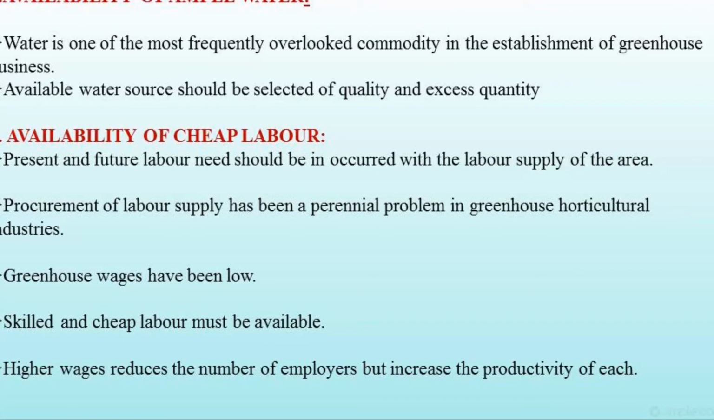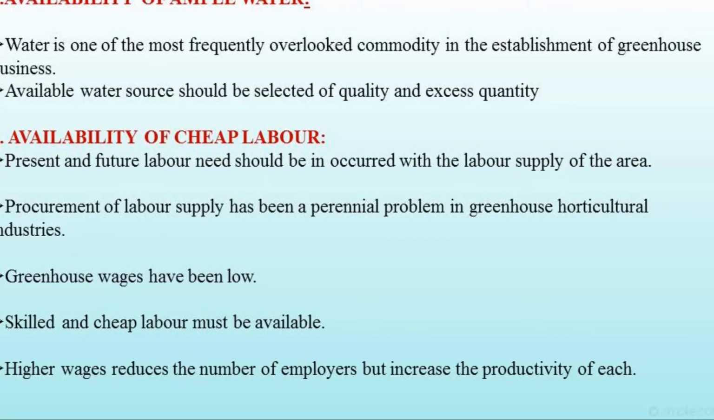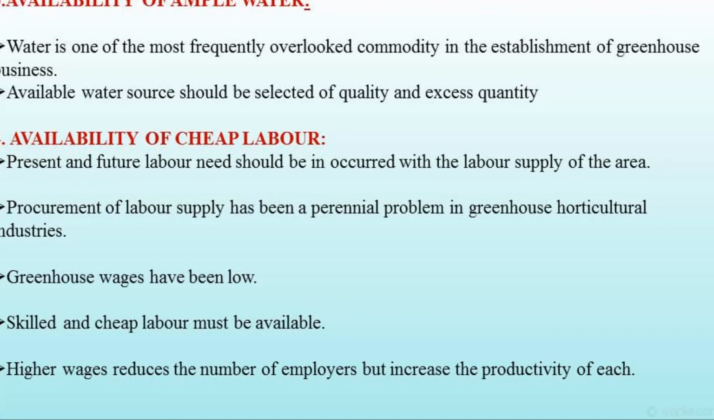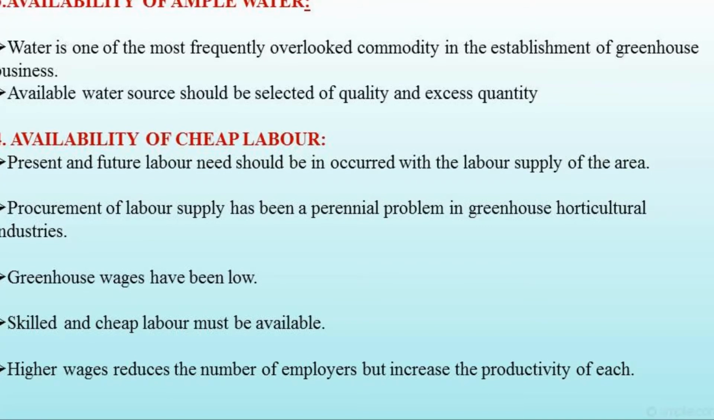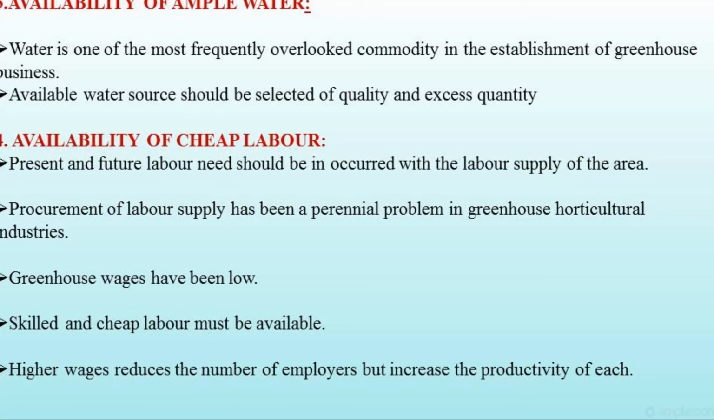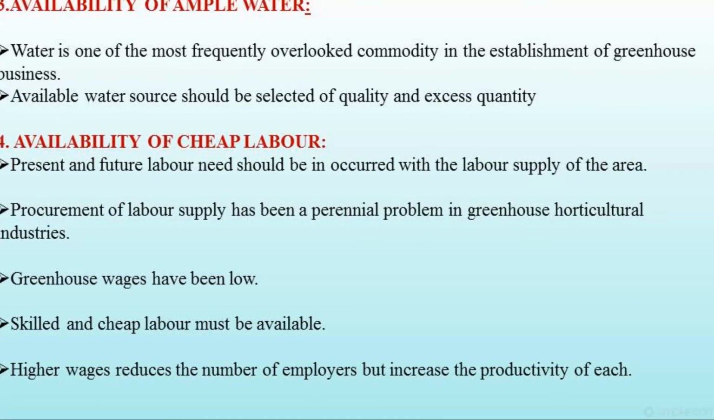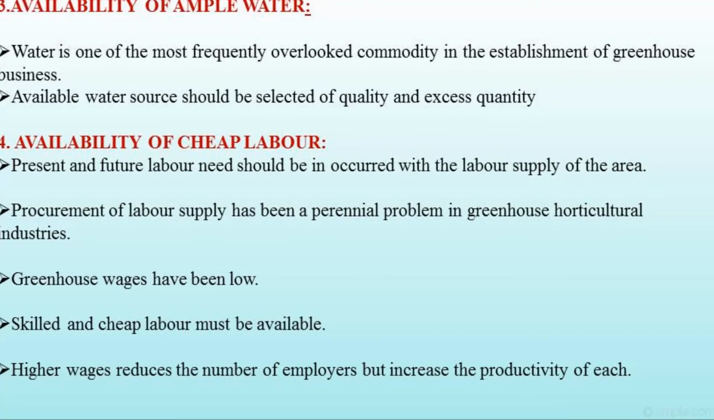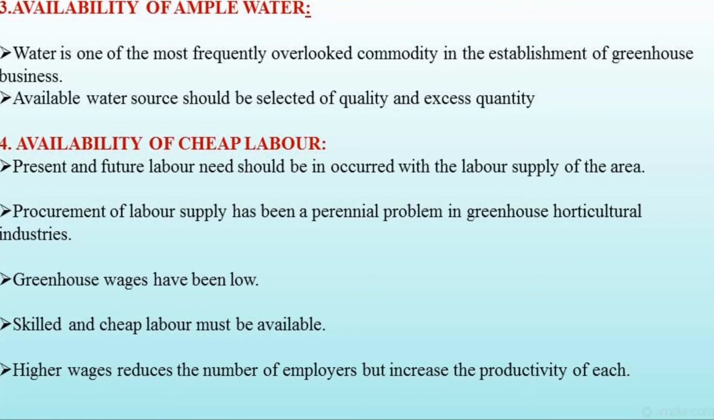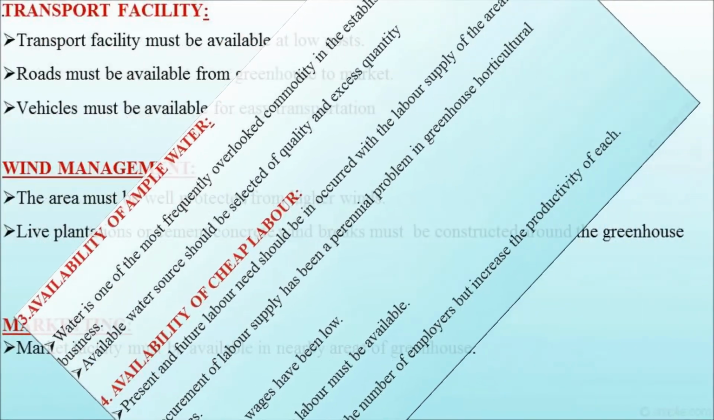Then the next factor is electricity. Naturally ventilated greenhouses may not need any power supply, but in high-tech polyhouses, that means fully controlled type of polyhouse, some electrical appliances are required to control the climate inside the polyhouse, such as motors, exhaust fans, and lights. Besides these, some other equipment is required, and for these we need assured electrical power for uninterrupted operations.